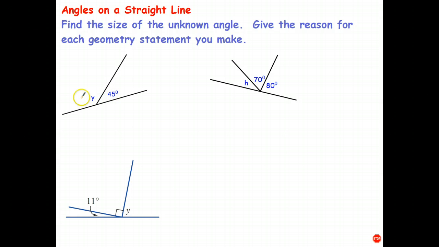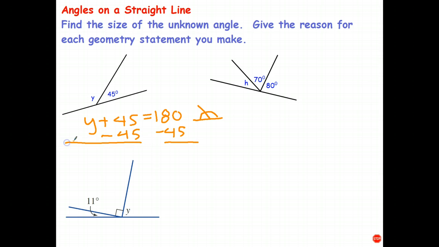Okay, so we know that y plus 45 adds to 180. Now the reason for that is angles on a straight line add to 180, and the way we can illustrate that is with that diagram. That's the diagram that shows that angles on a straight line add to 180. Subtract 45 from both sides, and y equals 135 degrees.